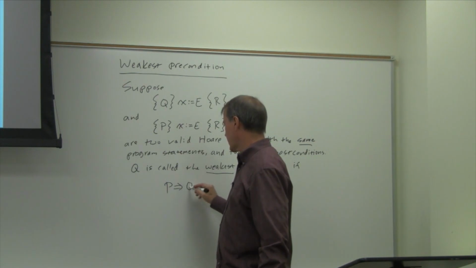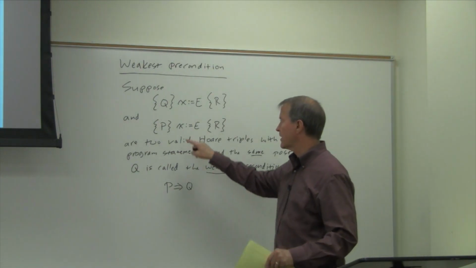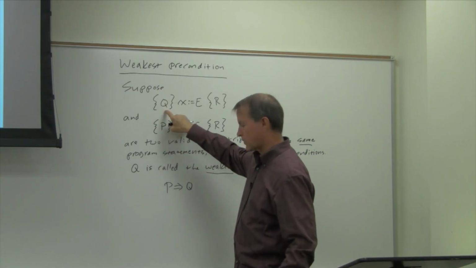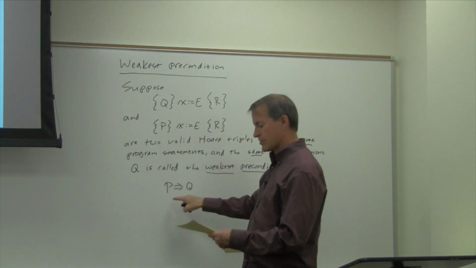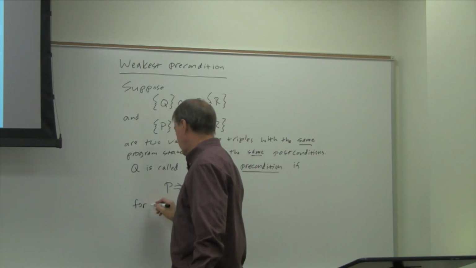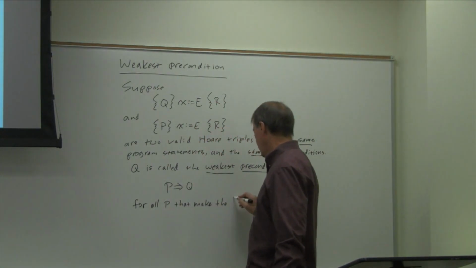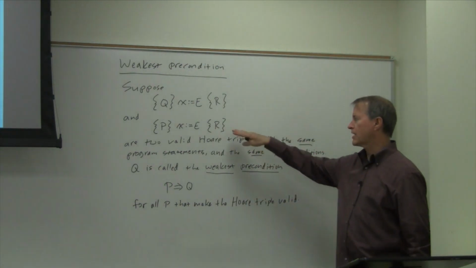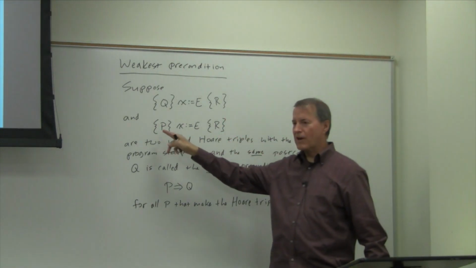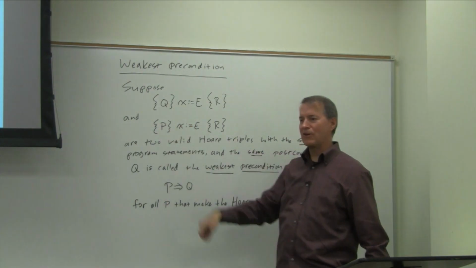So, if P implies Q, this is called the weakest precondition if this one implies this one. Are you with me? If this one implies this one, then this one is weaker. So Q is called the weakest precondition if P implies Q for all P that make the Hoare triple valid. In other words, if you can imagine an infinite number of valid Hoare triples, and every single one of those preconditions that would make that Hoare triple valid implies Q, then Q is the weakest one of all. Are you with me?